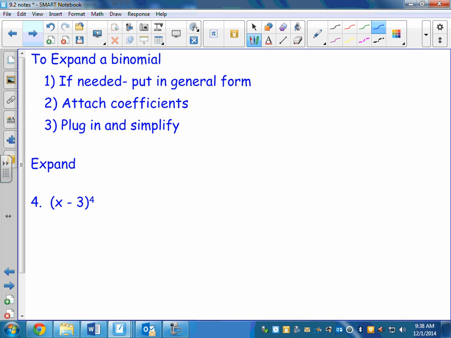If needed, put in general form. That means sometimes it's kind of weird. It looks different. But for the most part, it should be written in x plus y form. Sometimes they throw you off and they put the y first and the x second. That's okay. Y can be the first number. It doesn't even have to be x and y. It could be a and b. But it just needs to be a binomial.